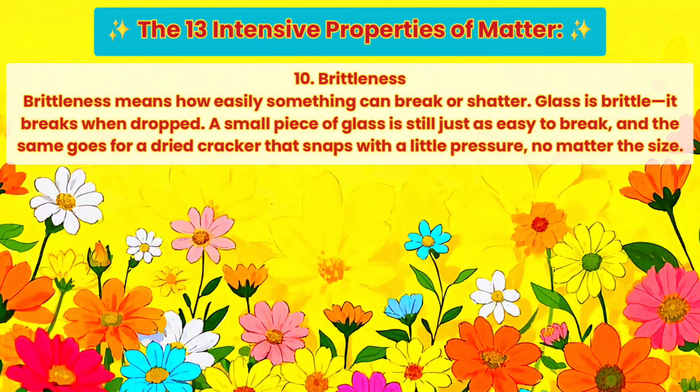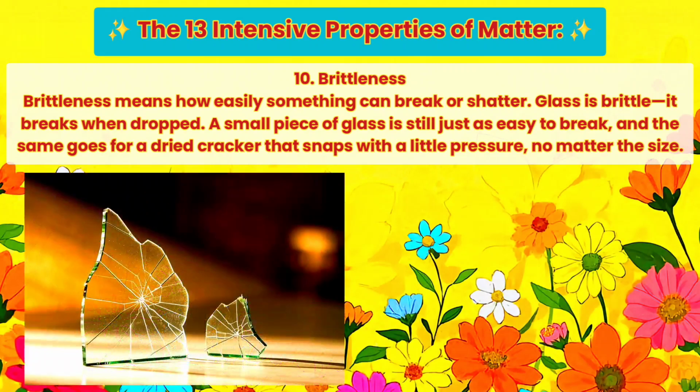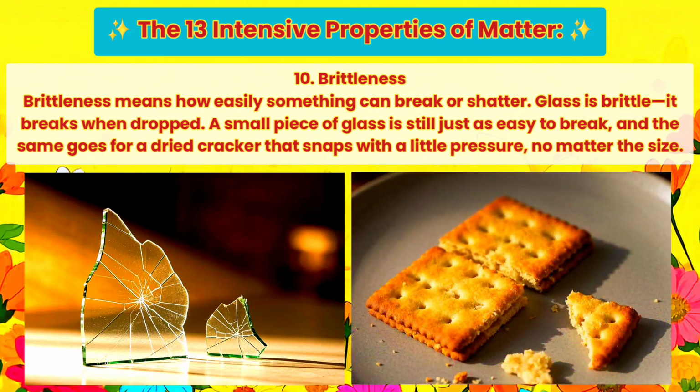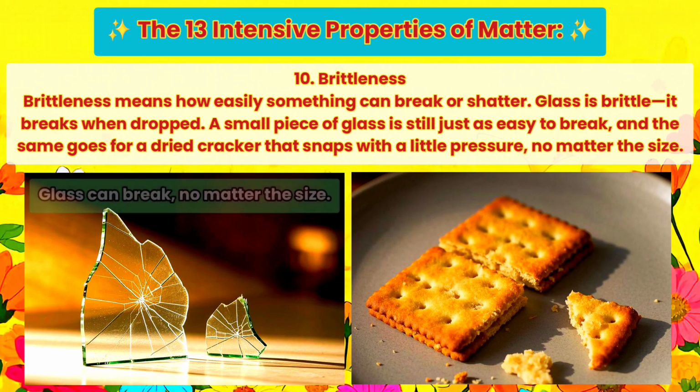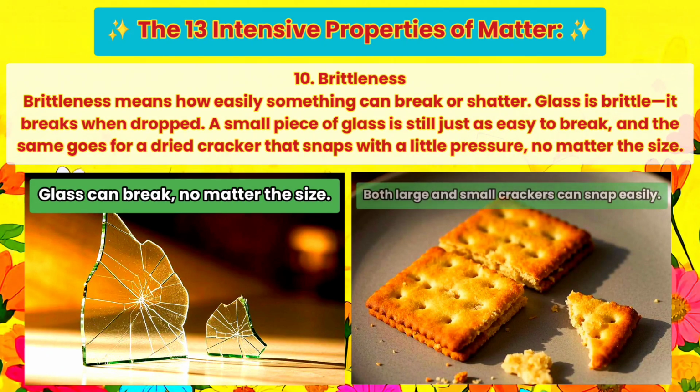Number 10, brittleness. Brittleness means how easily something can break or shatter. Glass is brittle. It breaks when dropped. A small piece of glass is still just as easy to break, and the same goes for a dried cracker that snaps with a little pressure, no matter the size.